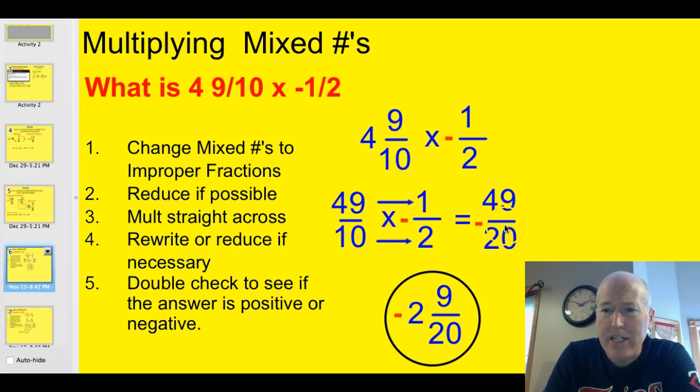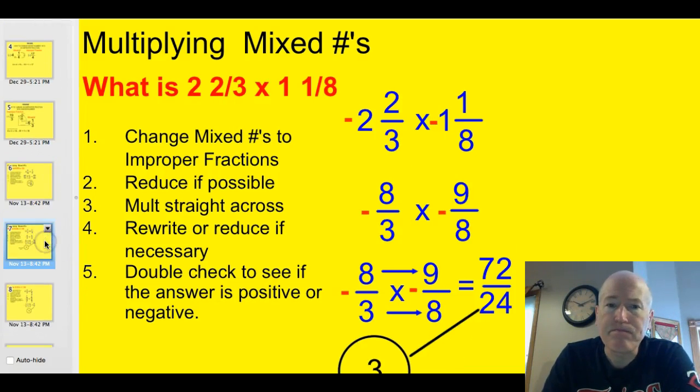Now I have 49/20, which now I have to reduce or rewrite. That is a mixed number, so that's 2 9/20. And then just double check. Do I have the negative? Did I carry it through? Let's see, I had a positive times a negative, so my answer is going to be negative. I did carry it through. Negative 2 9/20. Let's take a look at another example.